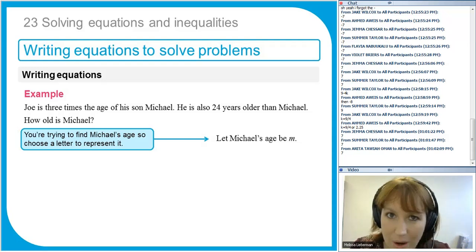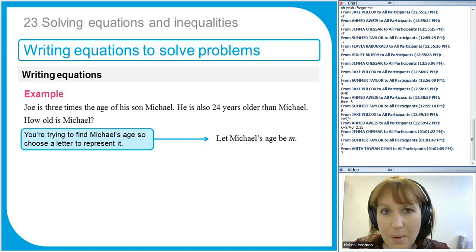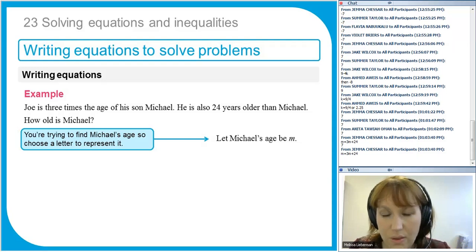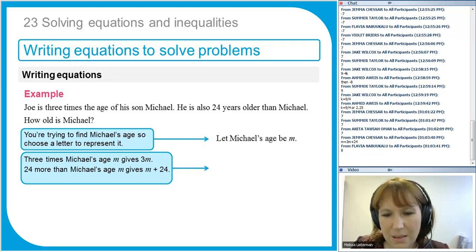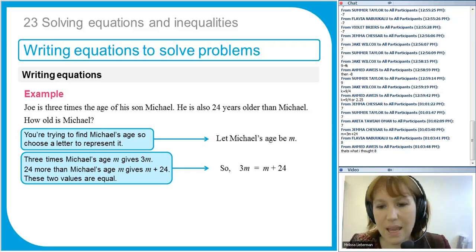So then we can equate those two things because I know they both come to the same number. We don't actually need to know how old Joe is. We just need to know that we've been given Joe's age in 2 different forms, 3m and m plus 24. So we use those two things to make our equation. Does that make sense? So sometimes you've just got to think a little bit about what we're being told. So we make those two things equal. So 3m equals m plus 24, and then it's dead easy to solve.